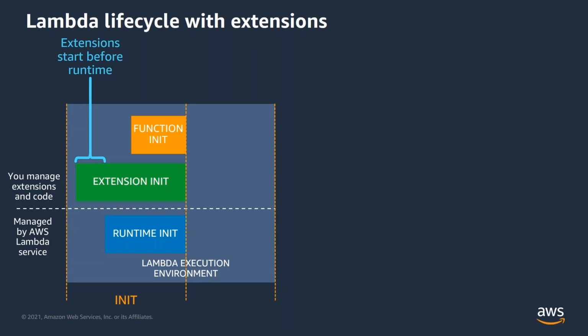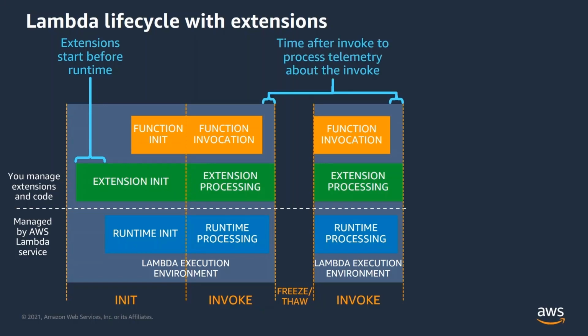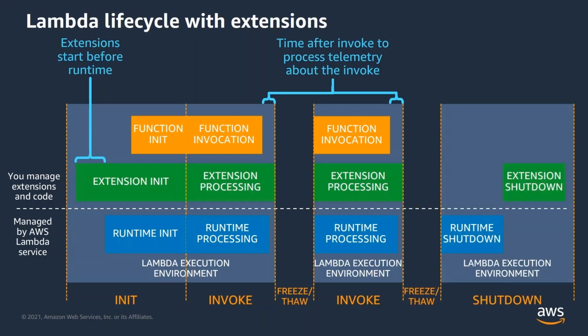You then manage the code and configuration of extensions as well as your functions as part of the function configuration. Then the function invokes. The extensions continue processing. Lambda freezes the execution environment when all extensions signal they have finished processing and unfreezes when a new invocation comes in for a warm start. You can see the extensions can do some processing after the invocation to, for example, process telemetry about the particular invocation.